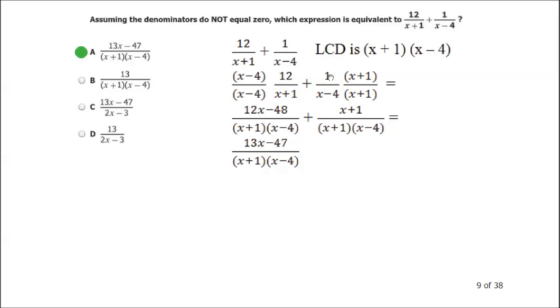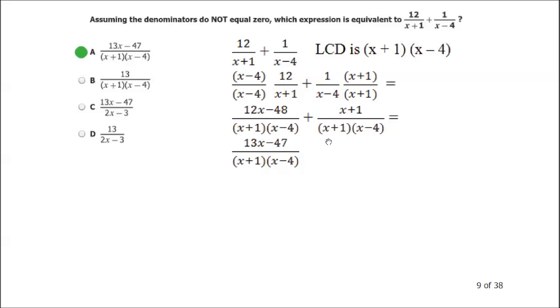And then the second fraction, 1 over x minus 4, I'm going to multiply by x plus 1 over x plus 1. Now, you'll notice that they'll both have the same denominator after I finish. Now, if I distribute the 12 here, that's going to give me a 12x minus 48. Here, 1 times anything is just whatever, x plus 1. So now I have 12x minus 48 over x plus 1 times x minus 4, plus x plus 1 over the same denominator, x plus 1 times x minus 4.